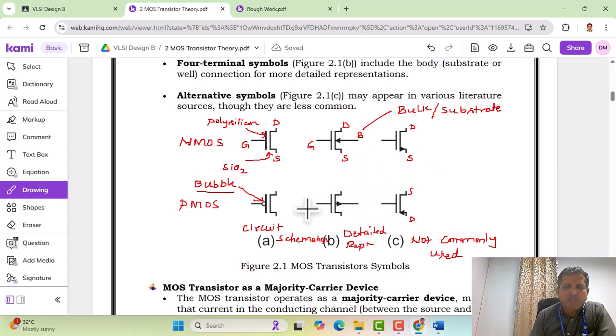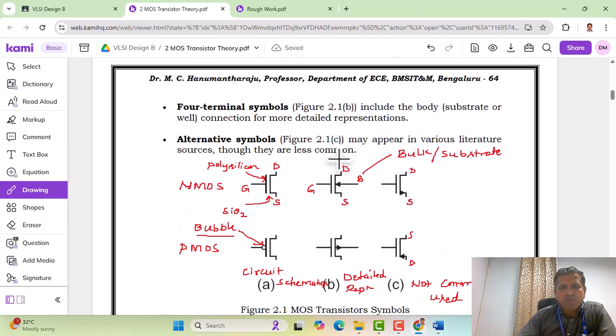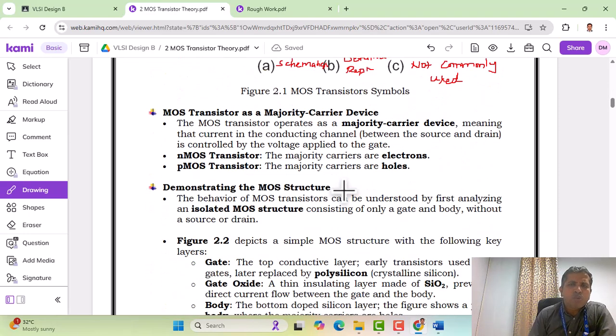Among these three levels of representation, the first, the circuit schematic version of the transistor symbols, is widely used compared to the detailed representation, and the last one is not commonly used. Okay, this is about the transistor symbols, and the explanation has been given here. Now let us go into more details of this MOSFET transistor.